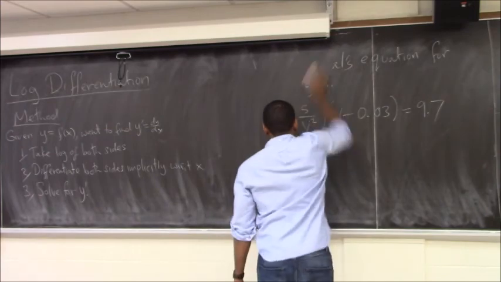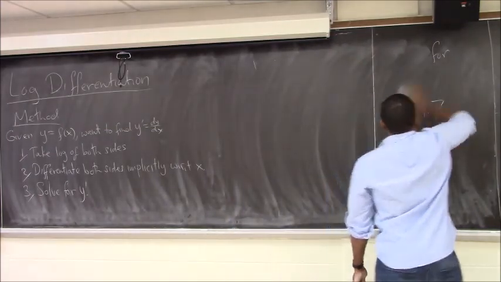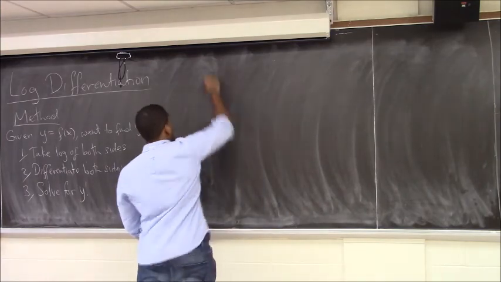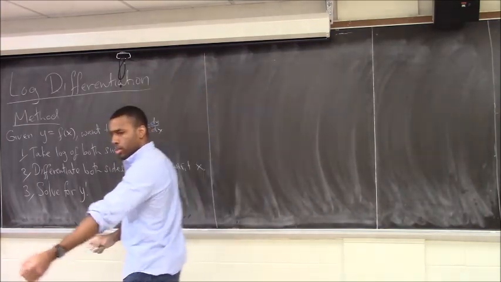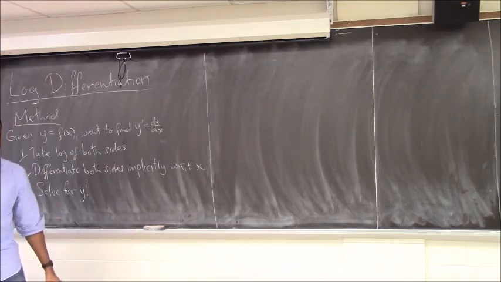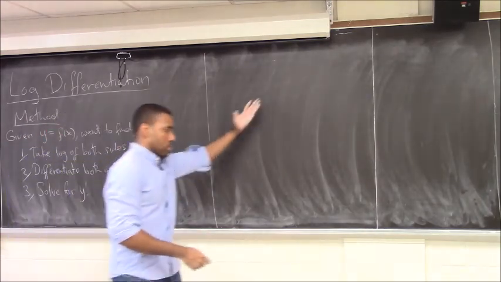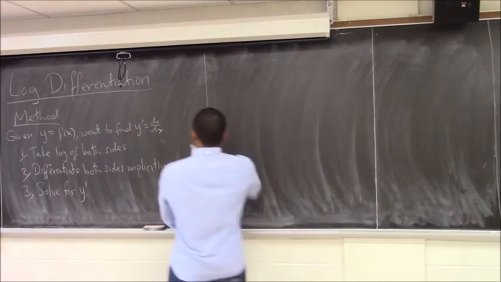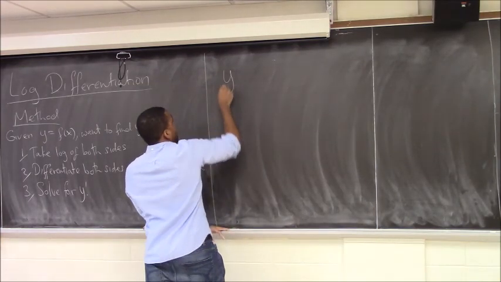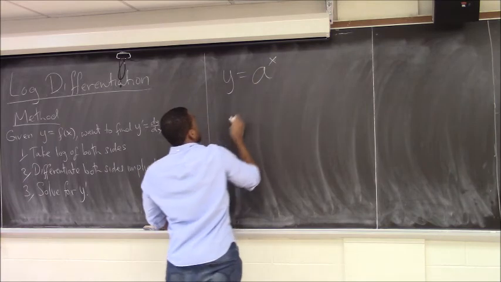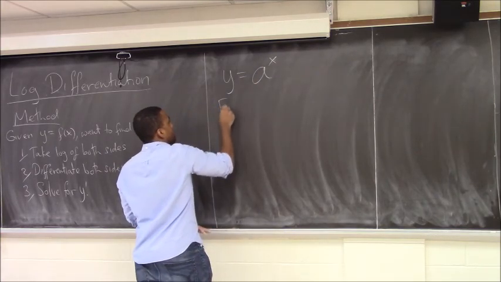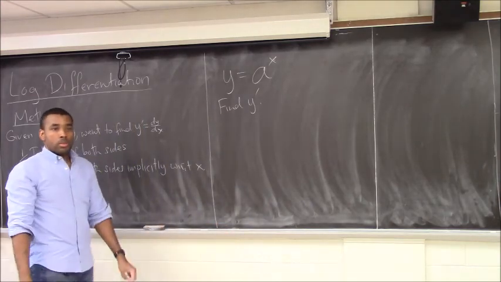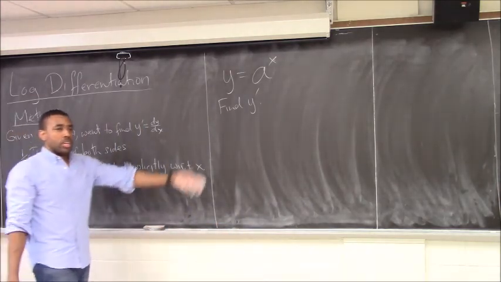Now, let's use it to derive a formula that you guys used in 3.4, which, by the way, we have homework due today, but I'll leave 3.4, don't hand it in, because I want to do this. So, if my y is a to the x, find y prime. Given that, what would you think?